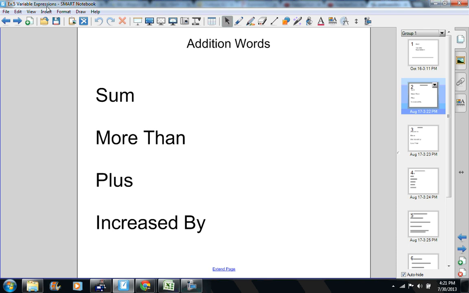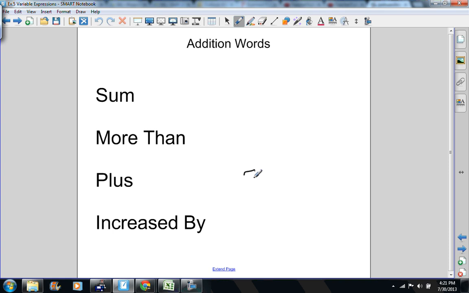So some addition words would be some or more than or plus or increased by. So things like 7 plus x would be written as 7 plus x. The sum of 3 and z would be 3 plus z, and so on. Okay, so those 4 words are keywords for addition sentences.